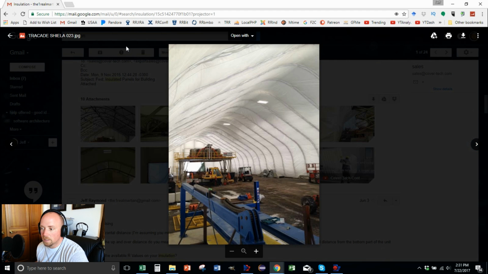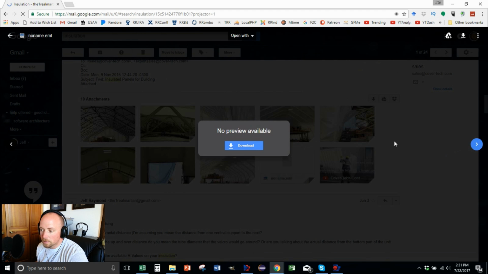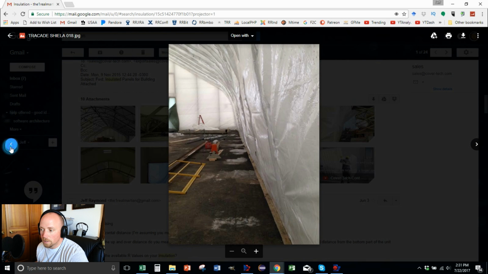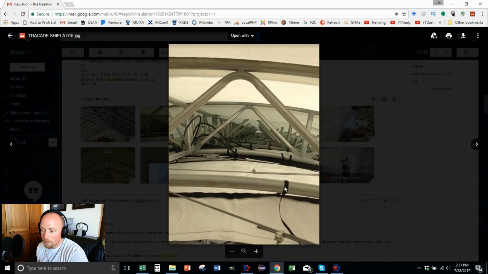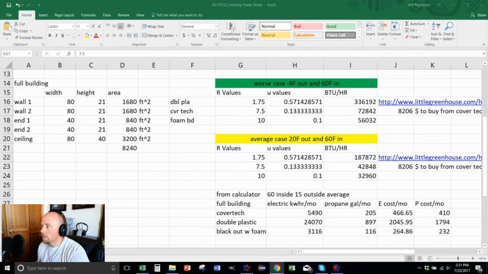So it sticks up there with Velcro straps. There we go. Let's see if I can find a good picture here. There it is. Right here, you can see these Velcro straps that are hanging right on the cross members themselves. So this is purpose-built. Has an R value of 7.5. And that means we need 72,842 BTU per hour.